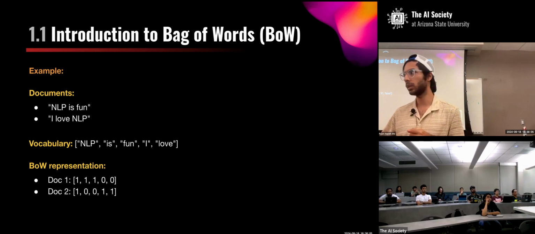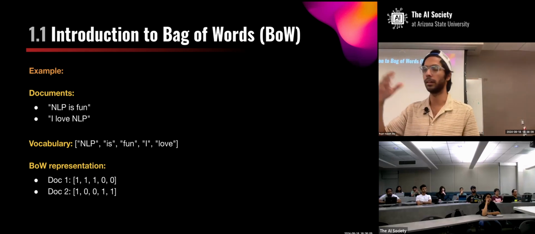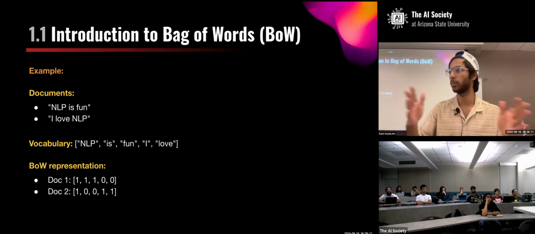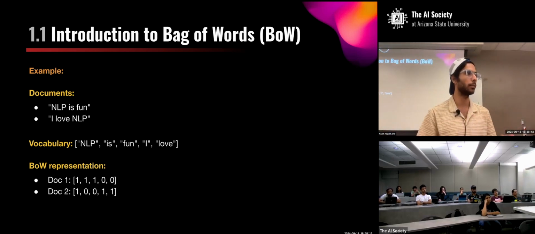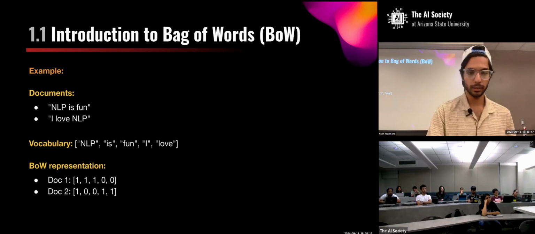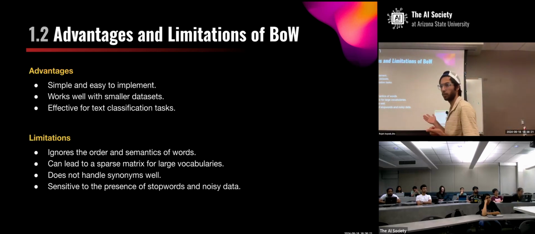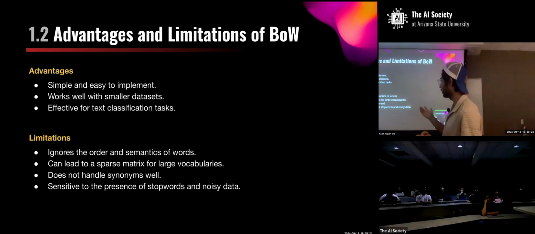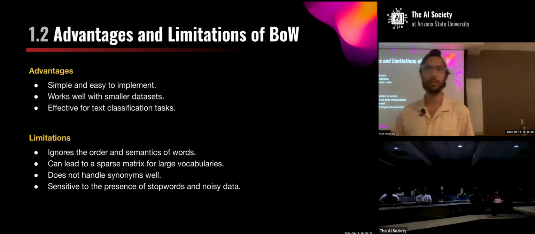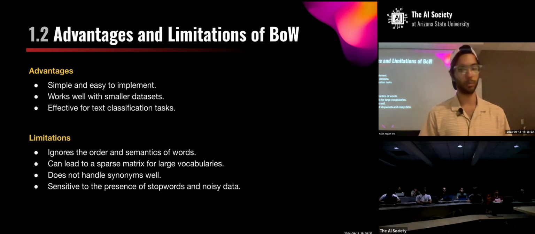For example, the word bright. Bright can mean a bright student, or with respect to color, it's bright. So the same word can have multiple meanings, and it doesn't capture that. Another thing is that it is sensitive to the presence of stop words and noisy data sets. One solution, as we discussed in the previous workshop, is that we can remove the stop words completely. But in some applications we might need stop words.